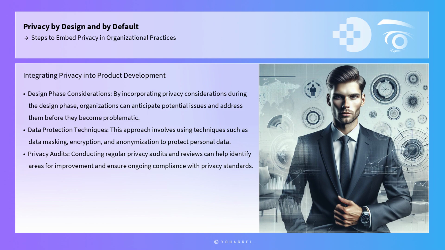Integrating privacy into the product development lifecycle is another crucial aspect of embedding privacy in organizational practices. By incorporating privacy considerations during the design phase, organizations can anticipate potential issues and address them before they become problematic. This approach involves using techniques such as data masking, encryption, and anonymization to protect personal data. Additionally, conducting regular privacy audits and reviews can help identify areas for improvement and ensure ongoing compliance with privacy standards.